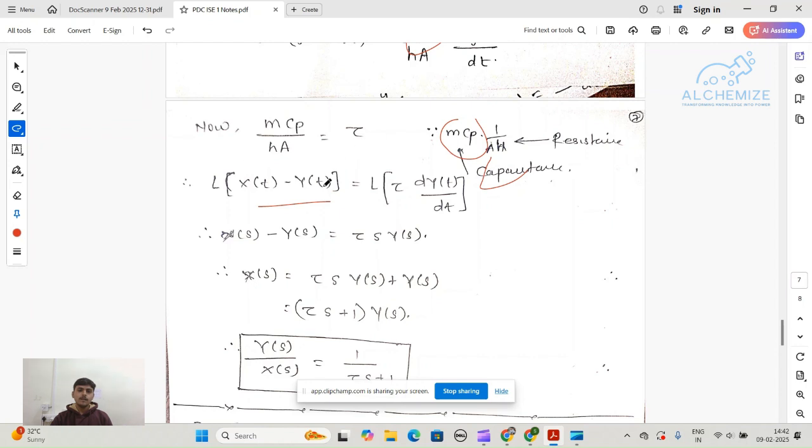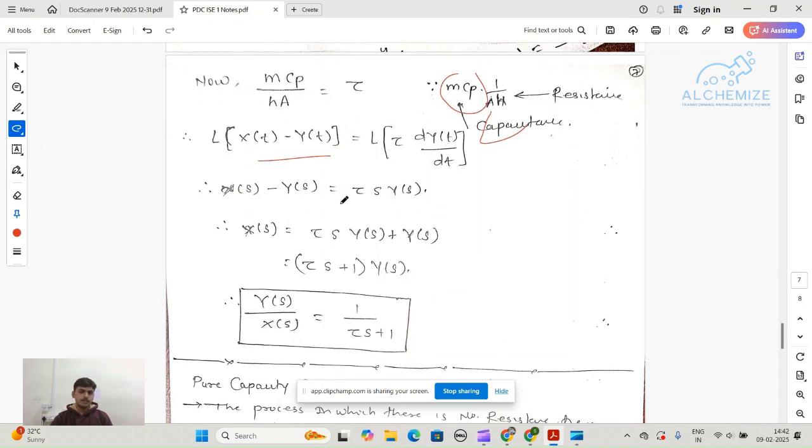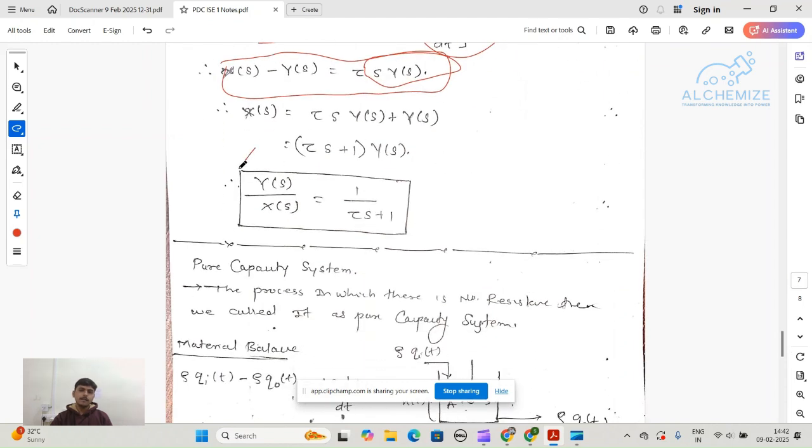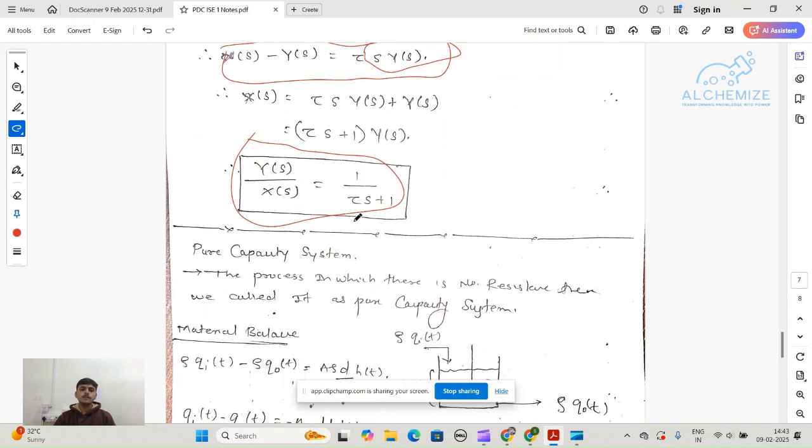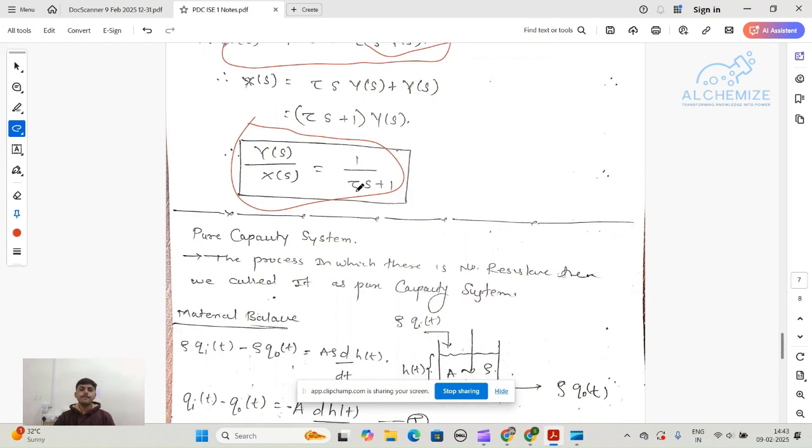So now take the Laplace transform of this. We can say that the Laplace of a differential equation is s into that constant term. So tau into s into y of s. So I put minus y of s here, so it becomes plus y of s. And again the equation comes the same. So whether your system is different, if your system is a first order system, then your transfer function is always the same, that is 1 upon tau s plus 1.